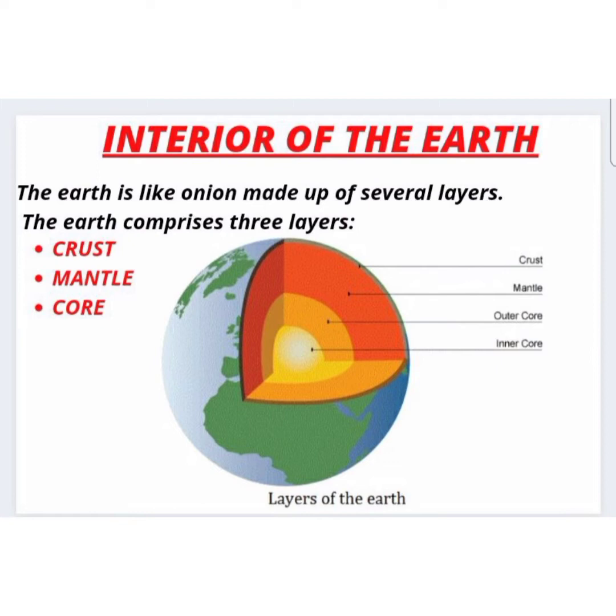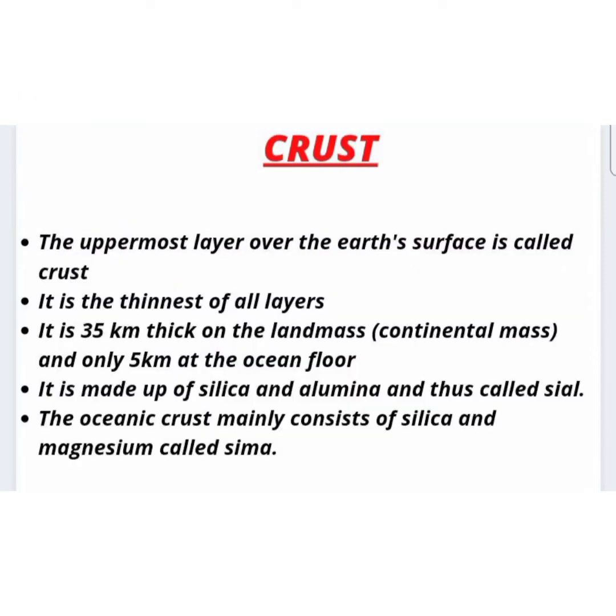So we will discuss the crust. The uppermost layer over the earth's surface is called the crust. It is the thinnest of all layers, and it is 35 kilometers thick on land mass, that is continental mass, and only 5 kilometers at the ocean floor. It is made up of silica and alumina, and thus it is called Sial. Si for silica and Al for alumina.